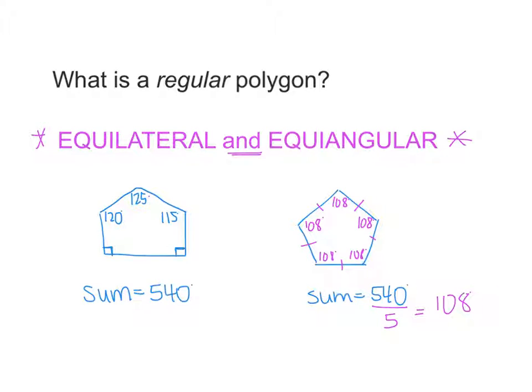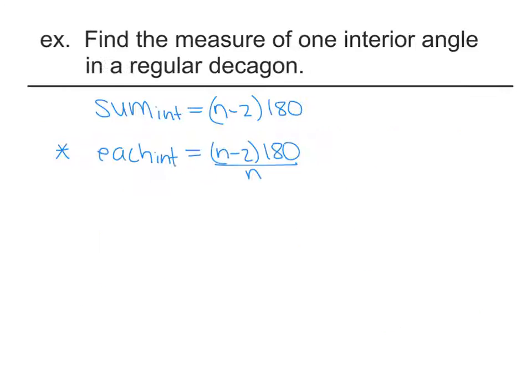So if I ask you for the sum of the angles in a regular pentagon, regular octagon, regular 27-gon, you still find the sum the way we already talked about. If I tell you it's regular, I can now ask you to find each angle. And we're going to use a little bit of division. Okay, so quick example. Let's find the measure of one, let me emphasize that, one interior angle in a regular decagon.